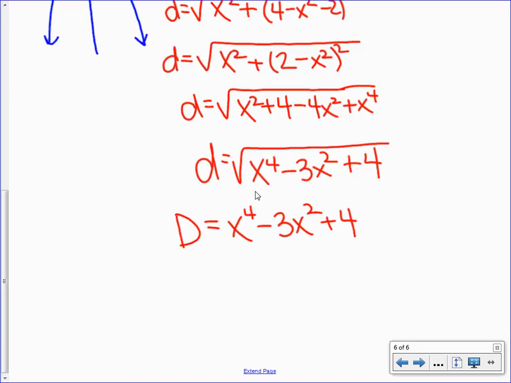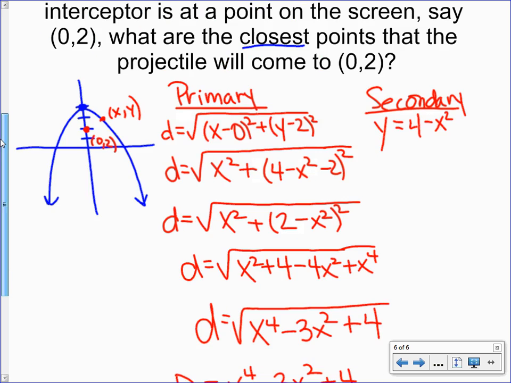Now, we're talking about a parabola, okay? Are all of these points okay? Yeah.